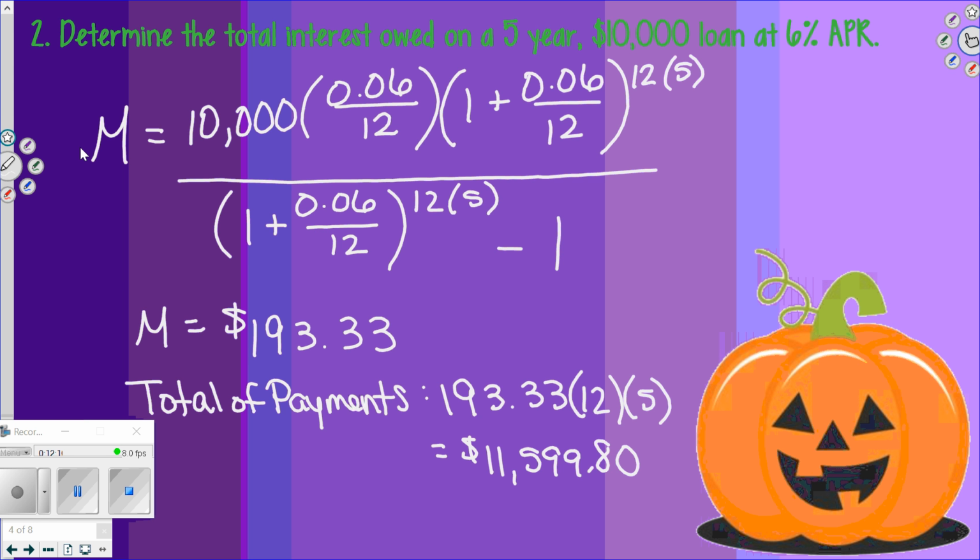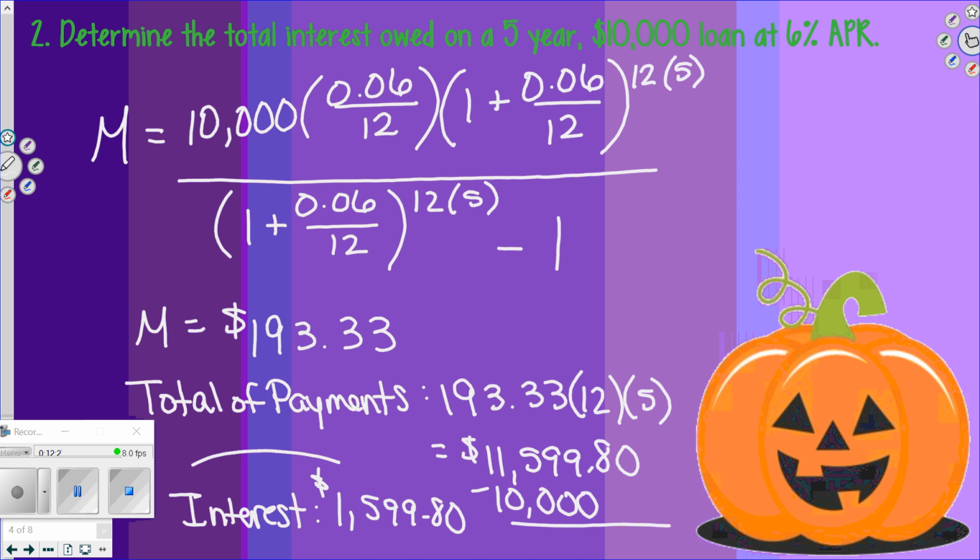So how much of that is interest? Just take that and subtract the 10,000 I originally borrowed. So $1,599.80. Yeah, about $1,600. Flush it down the toilet. Good life lessons, right? If you can save it, save it. That's smart. Save as much as you can. That way when you want to buy something, you have the money sitting there.